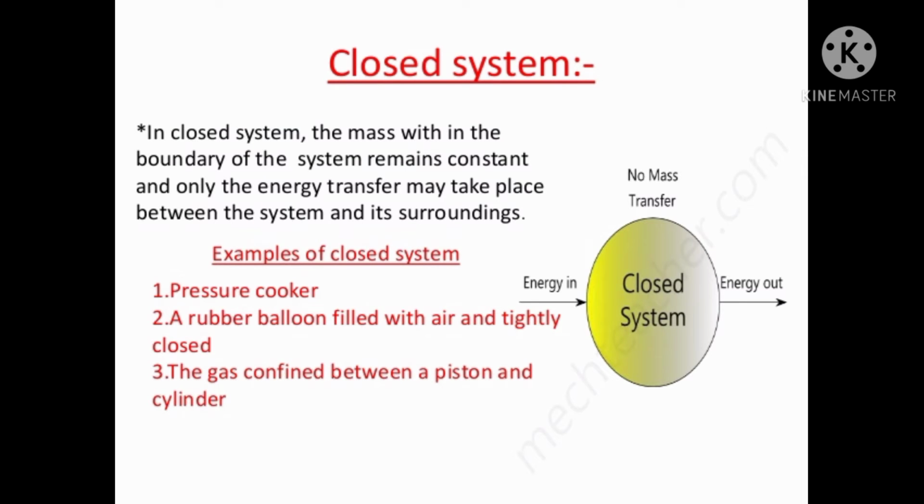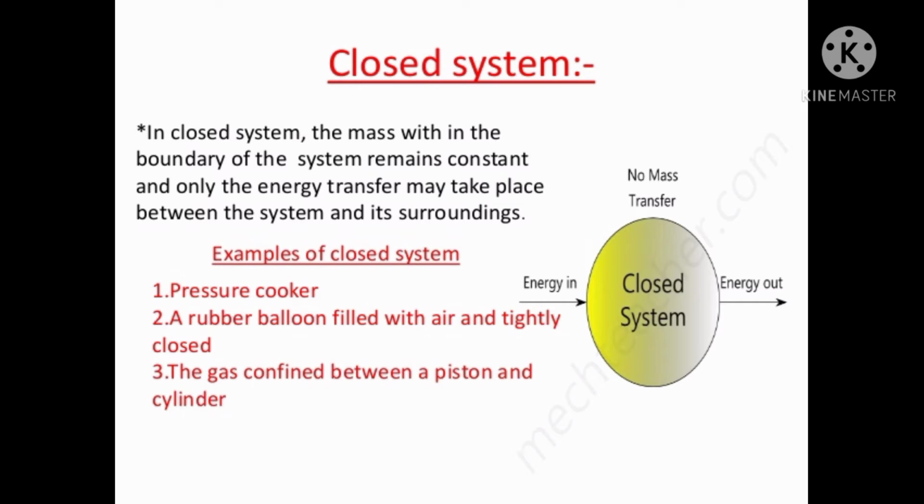Second is the closed system definition. In a closed system, the mass within the boundary of the system remains constant and only energy transfer may take place between the system and its surroundings. So there is no mass transfer, it remains constant. The energy goes in and the energy goes out. So it is a closed system. Only energy may transfer between the system and its surroundings.